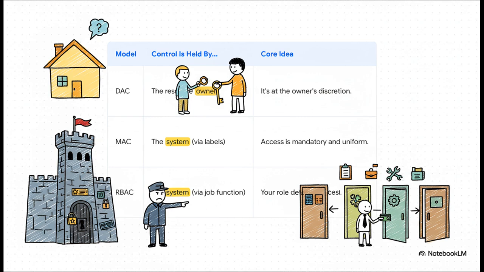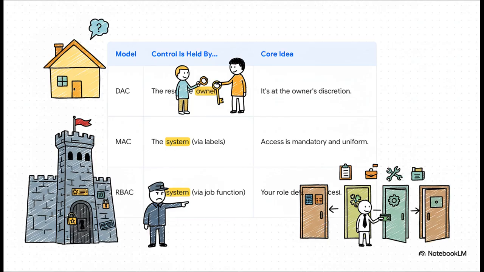Next up is mandatory access control, or MAC. This is the complete opposite. The system is in charge, not the user. It works with security labels, kind of like the military's confidential or top secret classifications. It's way more secure because a user can't just accidentally share a top secret file. But the downside is that it's super rigid.